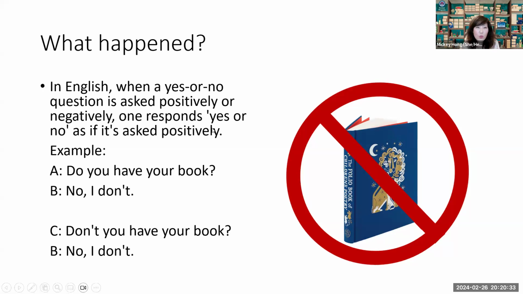In English, when a yes or no question is asked positively or negatively, it doesn't matter, because one responds yes or no as if it's asked positively. For example, if somebody asks you, "Do you have your book?" If you don't have the book with you, you say, "No, I don't." If they ask you in a negative form, "Don't you have your book?" You still say, "No, I don't," because you don't have it. So you say no.